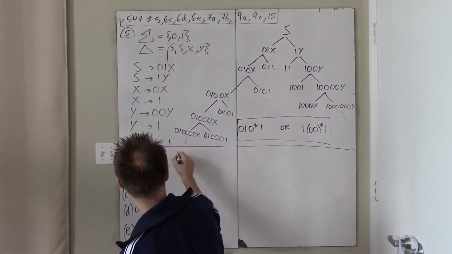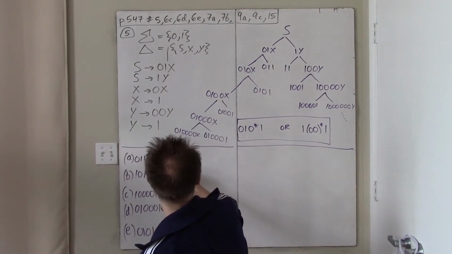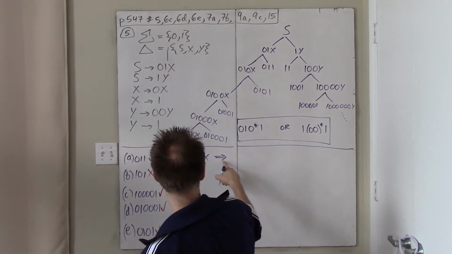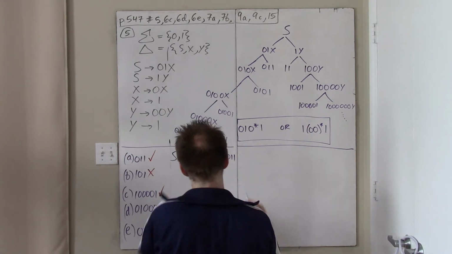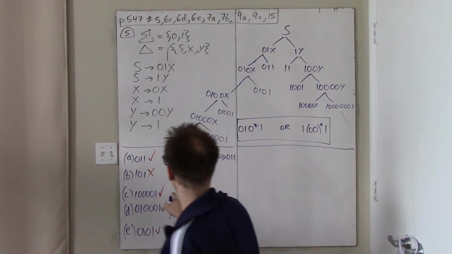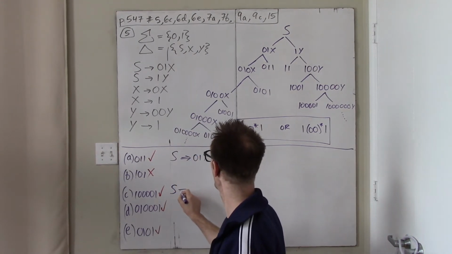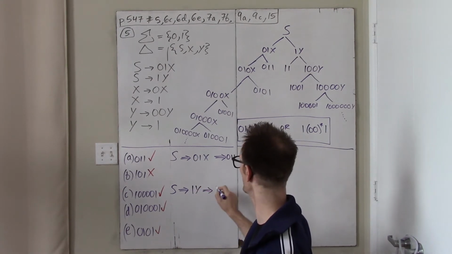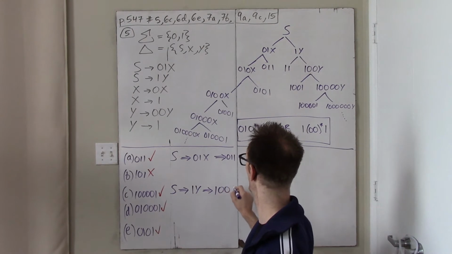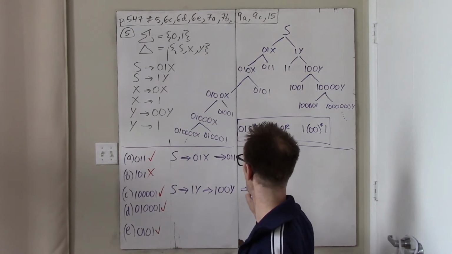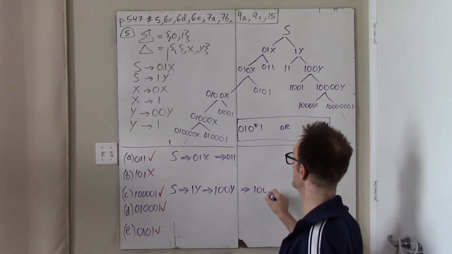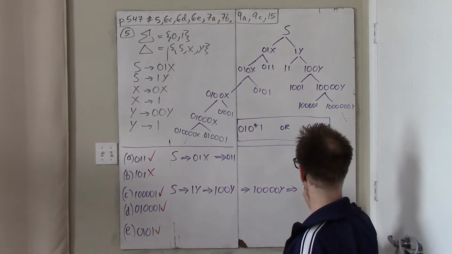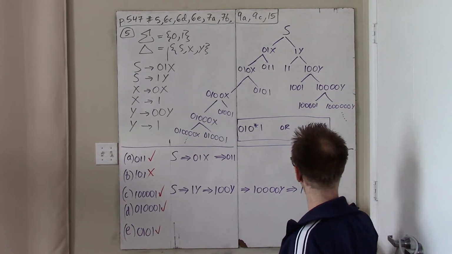Here's the derivation. S goes to 0, 1, X, and then I replace that X with a 1, and so I get 0, 1, 1. Okay, good. This one can't be done. This one, I replace S with 1Y, then that Y gets replaced with 1, 0, 0, Y. Then that gets replaced with 1, 0, 0, 0, 0, Y. The Y gets replaced with 0, 0, Y. And finally, the Y gets replaced with a 1, so it's 1, 0, 0, 0, 0, 1.